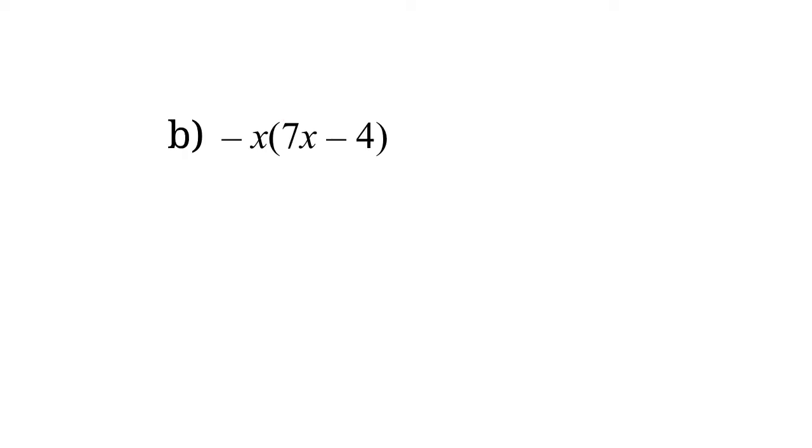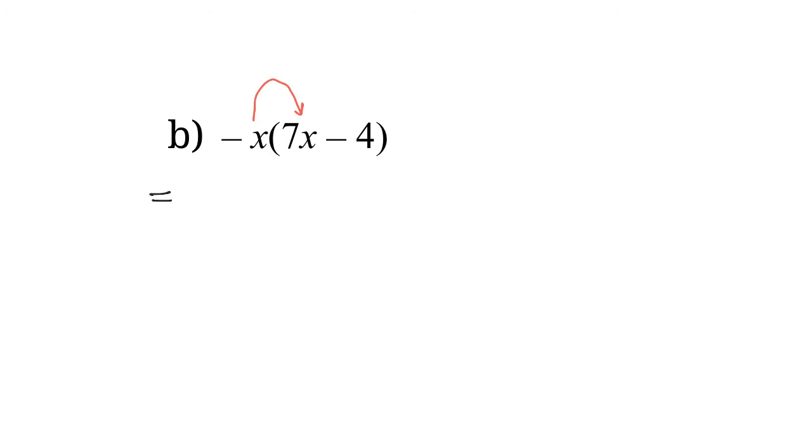All right, now it's your turn to give it a try. Try this question. -x multiplied by 7x take away 4. Pause the video, try to see if you can figure out the answer, and when you're ready to see the solution, hit play. So to get the answer, our first step is to take -x and multiply it into 7x.